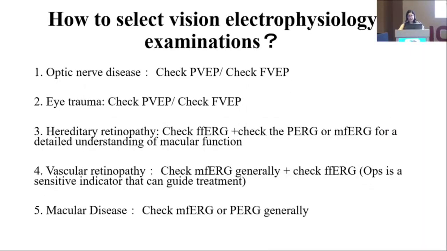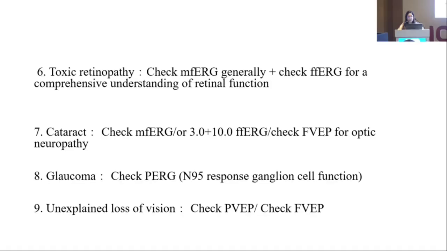How to select visual electrophysiology examinations. Optic nerve disease, you should check pattern VEP. Where pattern VEP is not possible, you can do a flash VEP. Eye trauma, you have to check VEP, pattern and flash. Hereditary retinopathy, full field and pattern ERG or multifocal ERG. Vascular retinopathy, full field and multifocal ERG. Macular diseases, multifocal ERG and pattern ERG. Toxic retinopathy, full field and multifocal ERG. Glaucoma, pattern ERG. And unexplained visual loss, check pattern VEP, or flash VEP where pattern is not possible.